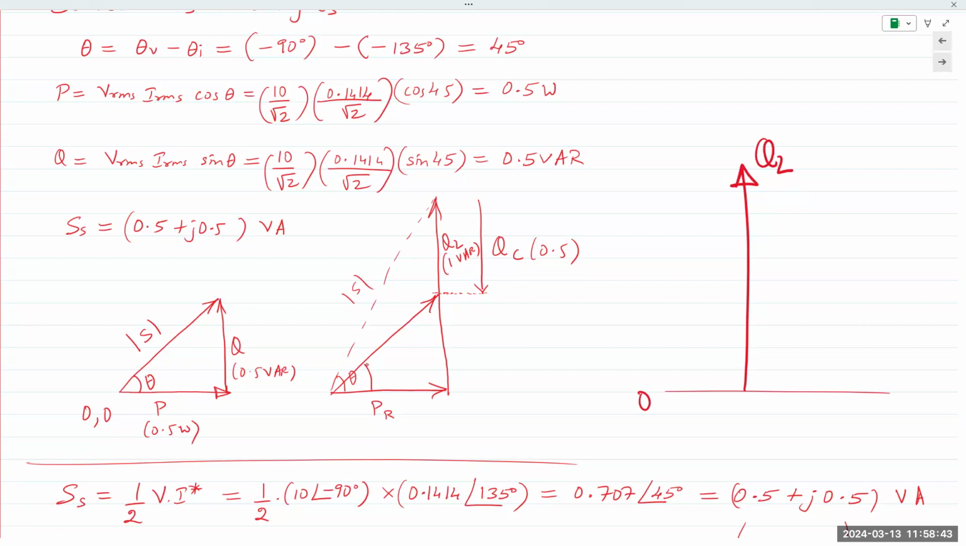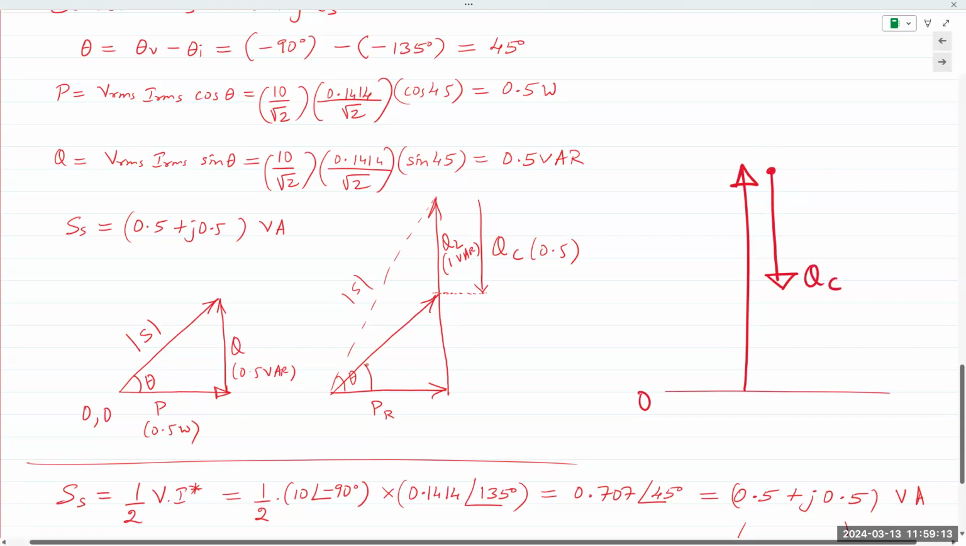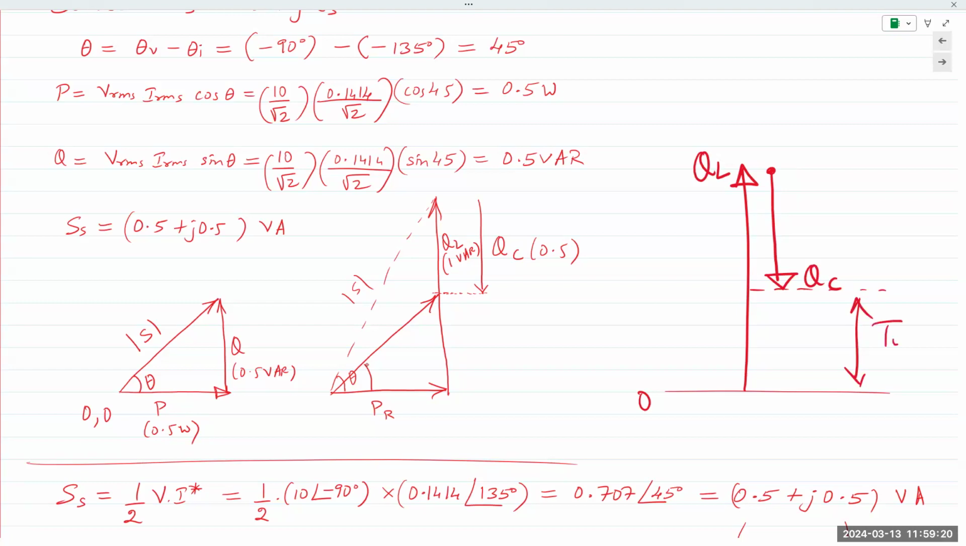If this was linear, if this was a resistor, then it would be a linear summation. Meaning a resistor would require 1 watt, another resistor requires 0.5 watts. So it's 0.5, and it's 1, and then another 0.5 on top of that. So it'd be 1.5. But because QC, capacitor, is the opposite, QC goes down, minus 90, then the summation of QL and QC brings the total value down. And so this is my total Q required. And that's basically power factor correction.